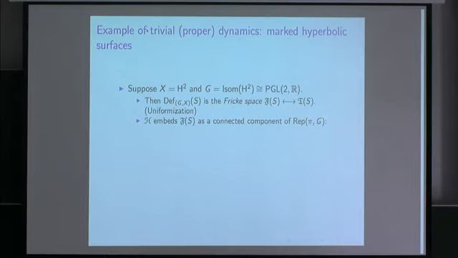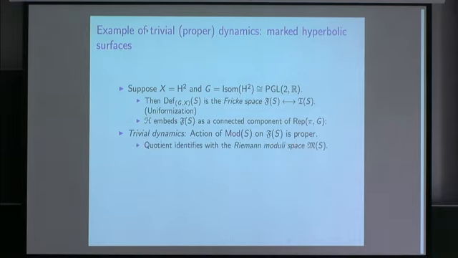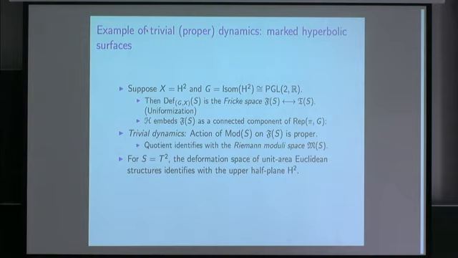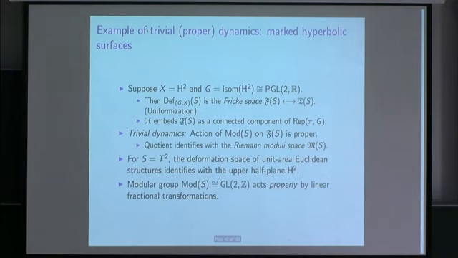So it's classically known that the holonomy embeds the Fricke space inside as a connected component in the representation variety, and the action of the mapping class group is just the action of the mapping class group on Teichmüller space, which is properly discontinuous. The quotient identifies with the Riemann moduli space I mentioned before. And so when the topology is the torus, then the deformation space is the upper half plane.